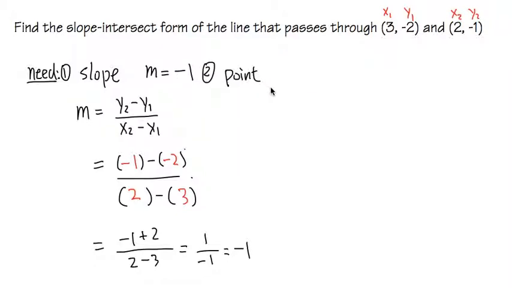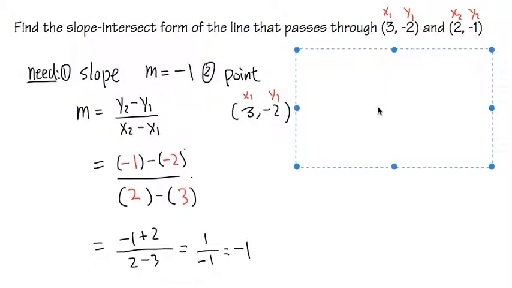Secondly, I will need to know the points. And here we have 2 points. It doesn't matter which one you use. And let's just use the first point. Let me just say I'm going to use 3, -2. And because I picked this point, this is going to be labeled as x1, y1. Okay? And when you have the slope and the point, we can use the point slope form of the line.